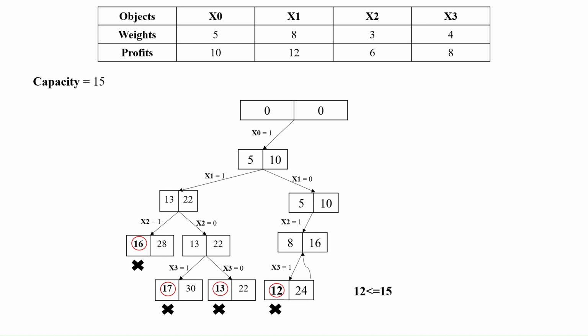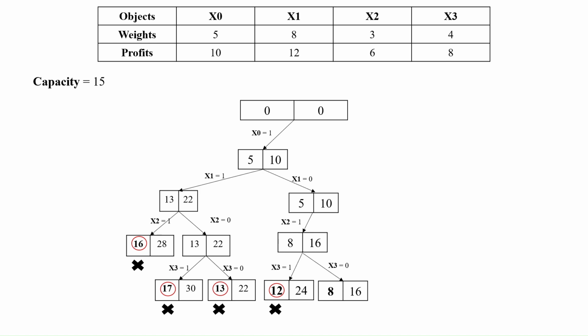The parent node still has the chance of not considering that particular object, that is the x3 object. So by not considering the x3 object, as we discussed before, the data in the parent node is the same as the data in its child node. That means 8 and 16 respectively. Again we can observe that 8 is less than the maximum capacity 15. That means we can move on further.